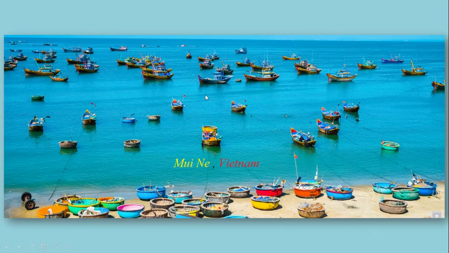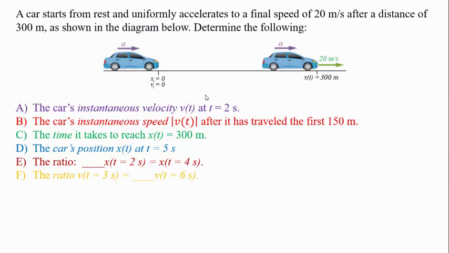All right. So, second attempt here. In this particular problem, we have a car that uniformly accelerates from left to right. It reaches a speed of 20 meters per second by the time it covers 300 meters, as shown in the diagram.